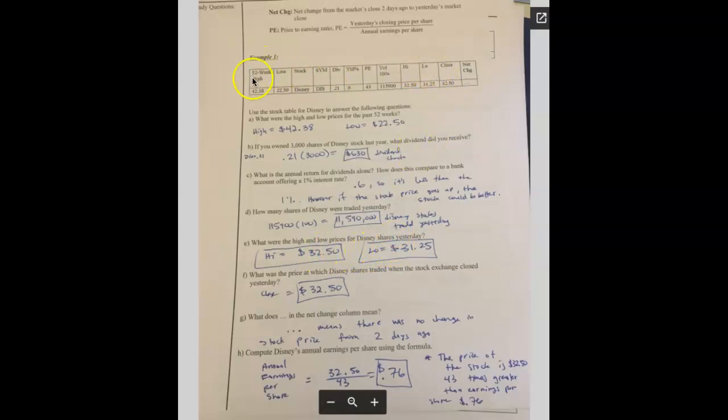High and low prices for yesterday are given here, right? Your 52-week high and low is there, and your daily high and low is here. So you can see yesterday's high is 32.50, yesterday's low is 31.25.